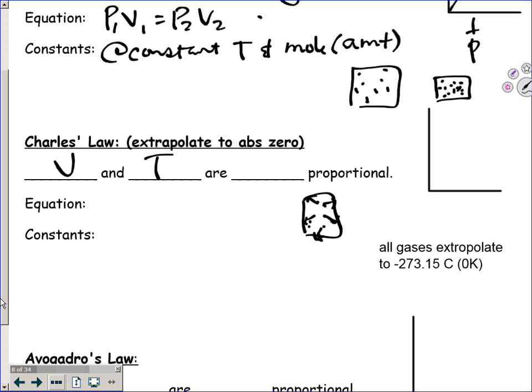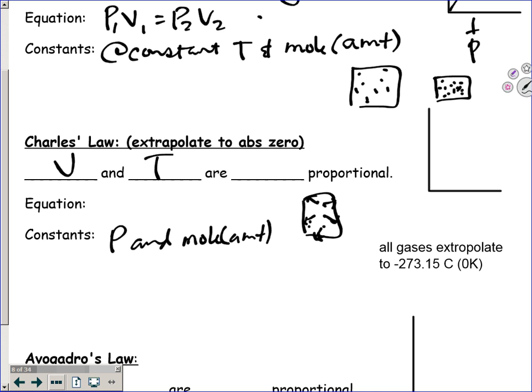At some speed. Well, when they hit the sides of the container, what is that causing within the container? Pressure. So you should know pressure is not just a unit we kind of reference. It's actually the number of collisions with a container. So pressure is a constant here. What else is a constant here? And amount, right? So moles.